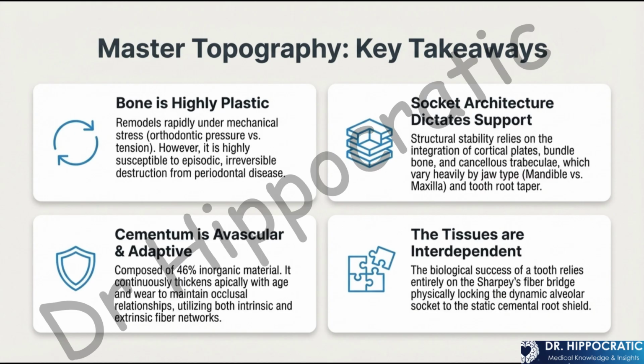Second, socket architecture dictates support. The structural stability of your bite relies entirely on whether you're looking at the dense lower jaw or the porous upper jaw. Third, cementum is avascular and adaptive. It acts as a bloodless shield that constantly compensates for age and wear, thickening at the bottom to maintain your bite over decades. And the fourth rule?